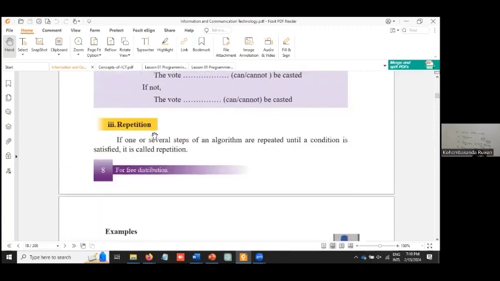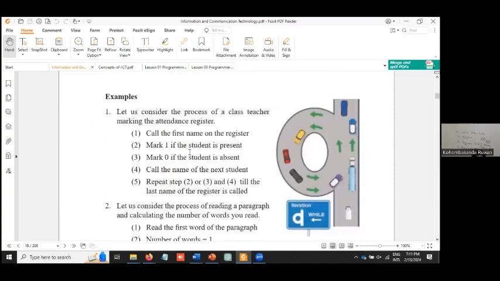See the repetition one. Repetitions: if one or several steps of an algorithm are repeated until a condition is satisfied, it is called repetition. See the examples.